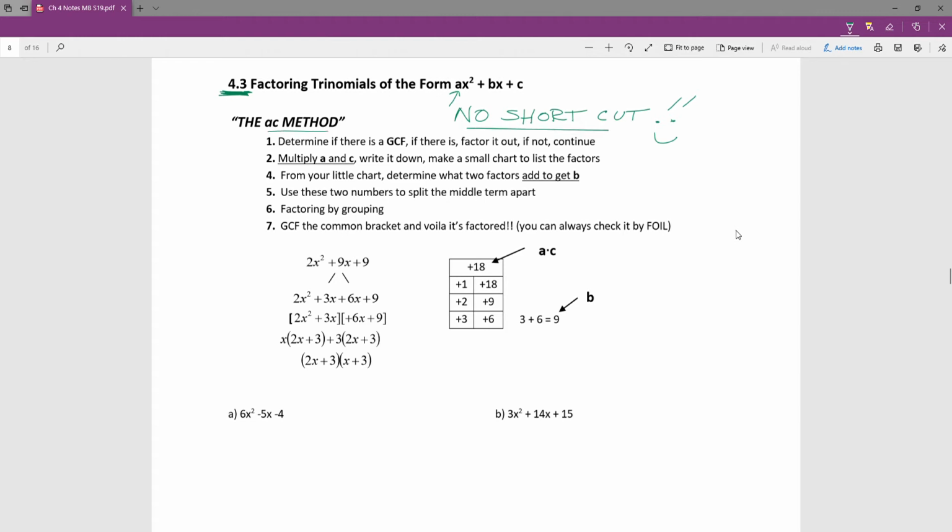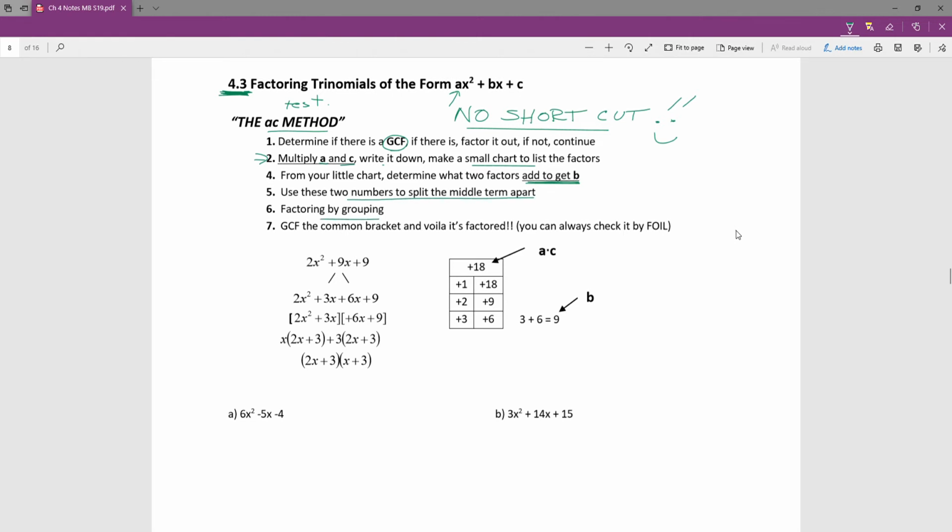So the AC method, the AC test, as I sometimes said, we always want to start with the greatest common factor and see if we can knock the numbers down a little bit so we're not dealing with so much. This one says multiply A times C and write it down. Make a little chart to list all the factors. This sounds like what we did in 4.2. From your little chart, determine which two factors add to get to B. Those two numbers are used to decompose the middle term or split the middle term apart.